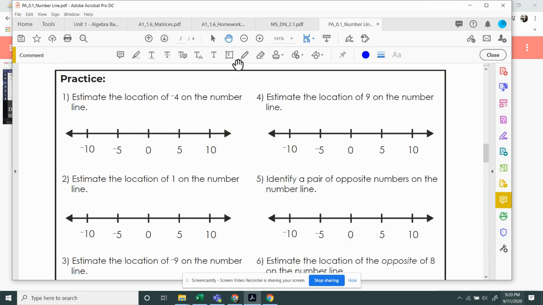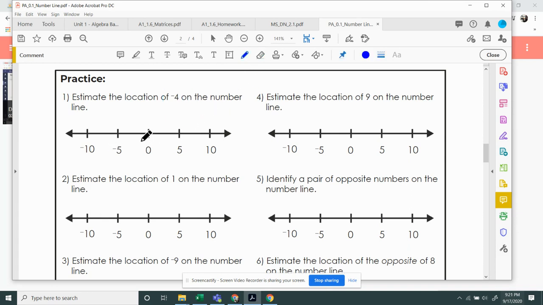So here we are asked to estimate the location of various numbers on the number line. So first we're asked to estimate the location of -4 on the number line. Be careful, that's a negative right there. So we don't want to miss that. Maybe I should erase that so you can see that better.